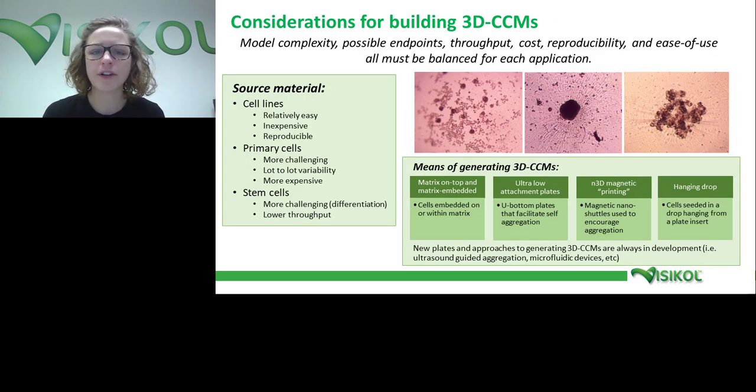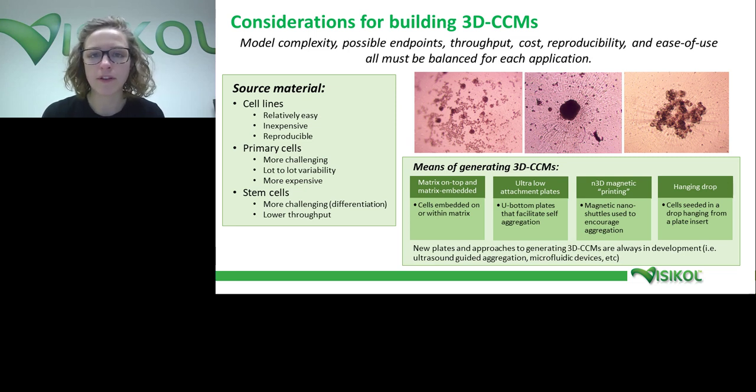But overall, when you're considering working with 3D cell culture models from a perspective of building these models, there's a couple considerations that are worth thinking about. So first of all is the source material. You can use cell lines, primary cells, or even stem cells, and each has its pluses and minuses. So cell lines are very easy to work with. They're pretty inexpensive, reproducible. But of course, there are some changes that occur during the immortalization process that make some of their applications a little less well suited.